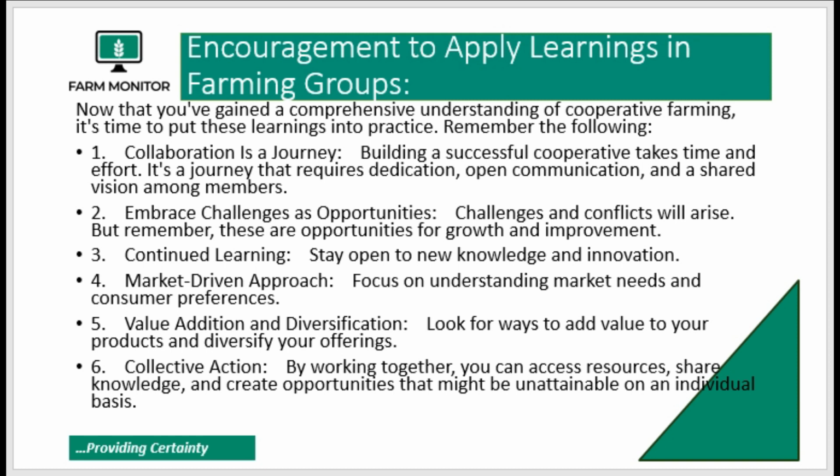You must remember continued learning. Stay open to new knowledge, stay open to new innovation because the agricultural landscape is ever evolving. Always maximize opportunities for trainings, for knowledge sharing, so that you can keep your cooperative current and at the forefront of industry developments.